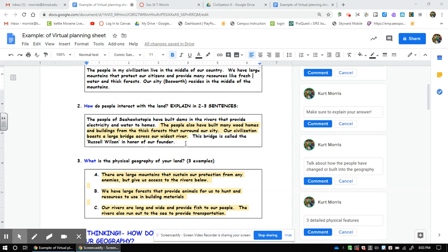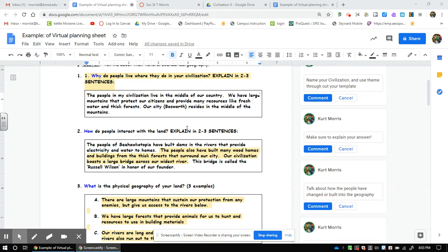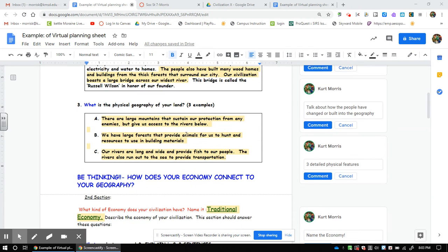See the theme? Seattle Seahawks. So how do they interact? They built dams, they built a bridge, and they use the wood to build houses. This is how our people interact. And if you can be thinking about this, these are things, if you can kind of picture, you can start finding slides when you make your Wii video that will go through and answer this. Because you're also building your script. This is going to be your script as you talk and walk through this.